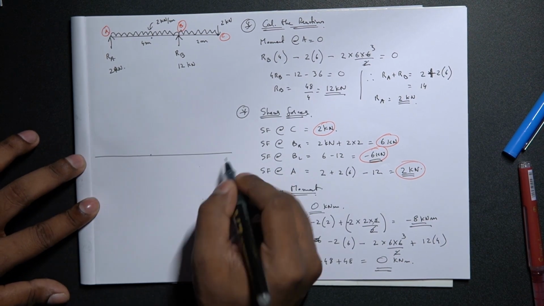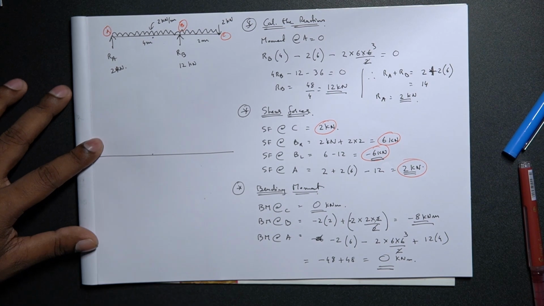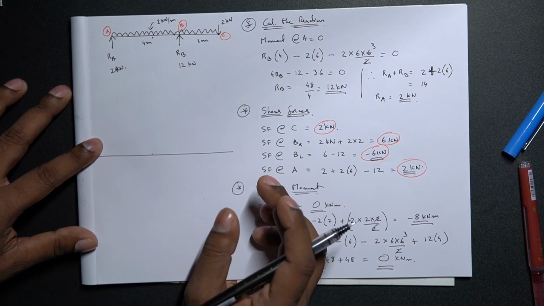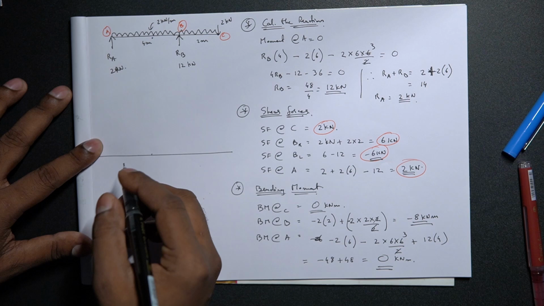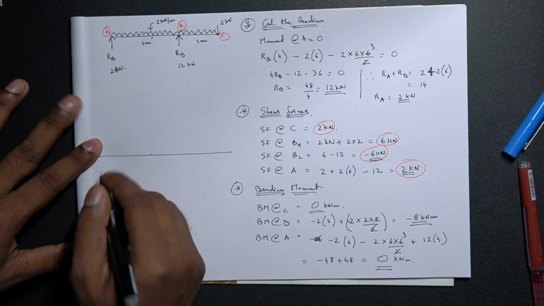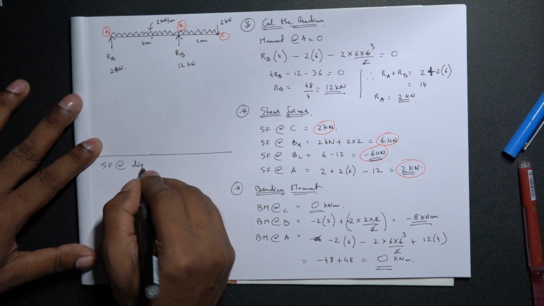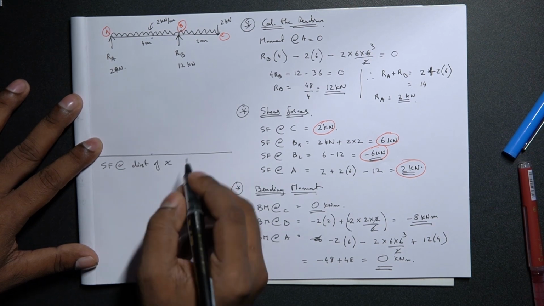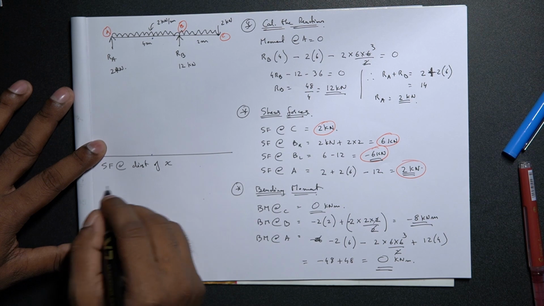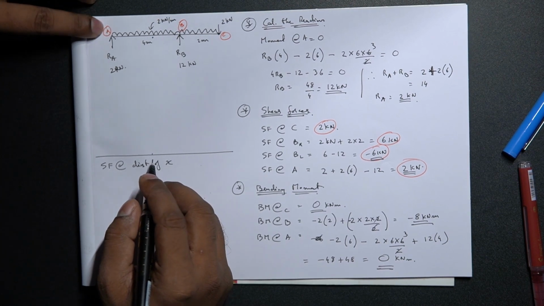Lastly, let us calculate the distance at which the shear force becomes 0, at the same time the distance at which the bending moment would be maximum. So shear force at a distance of x. Let's consider with respect to the support RA.